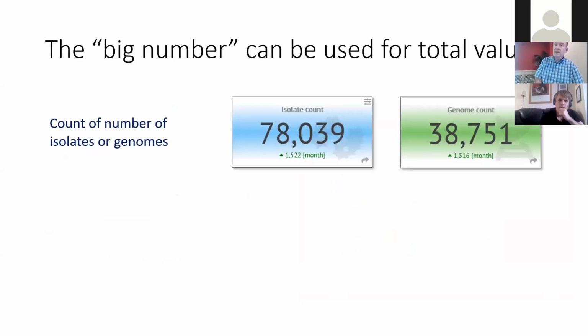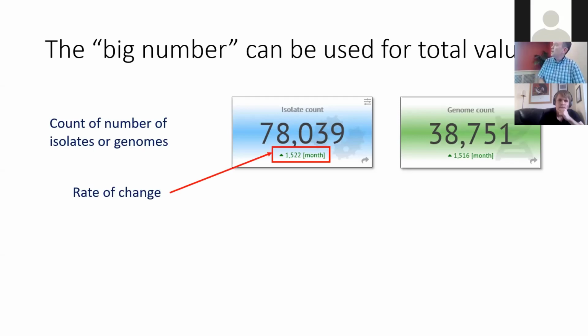So I'll talk about some of the visual elements that we have available. The simplest of these is what I call the big number, and this is the obvious way of showing a count of the total number of isolates or the total number of genomes within the database. Each big number is customizable by users. You can change the color and aesthetic elements of the display. You'll notice there's a watermarked icon behind, and that can all be varied. There's a choice of about 30 that you can choose.